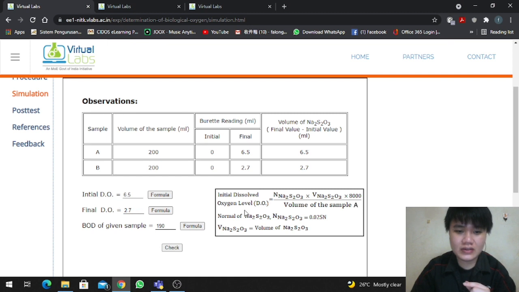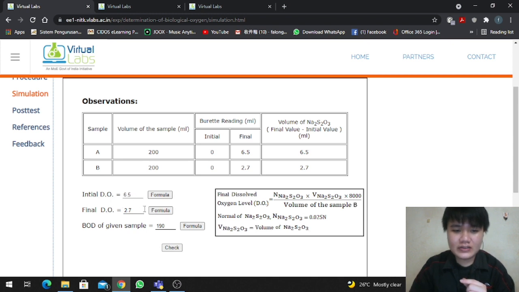Initial DO formula: initial dissolved oxygen level is N of Na2S2O3 multiplied by V of Na2S2O3 multiplied by 8000 divided by volume of the sample A. Normality of the Na2S2O3 is 0.025 N. V of Na2S2O3 is the volume of Na2S2O3. So we get the answer: 6.5.